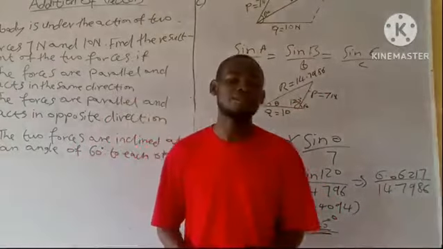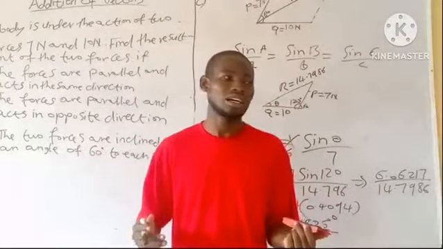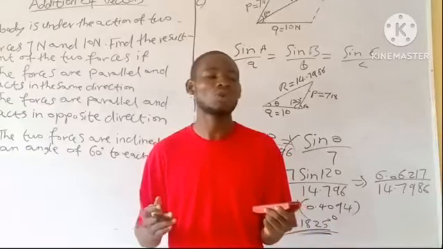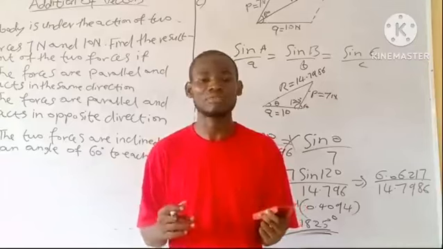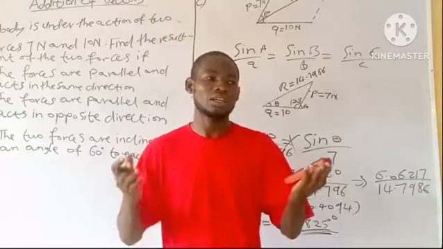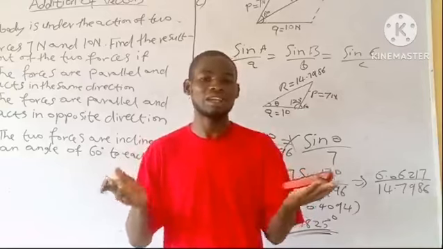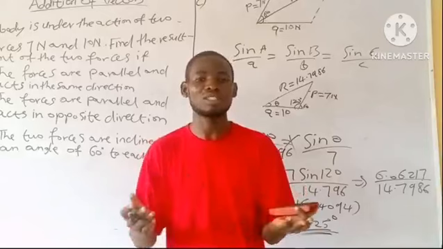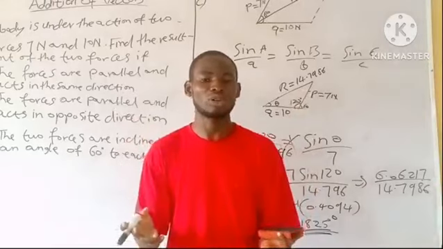Now with this, I believe I've been able to give a well-detailed explanation on how you add vectors and how you subtract vectors. Addition and subtraction of vectors. Like I said earlier, vectors are not just added using simple arithmetic. You use the vectorial method to add them.